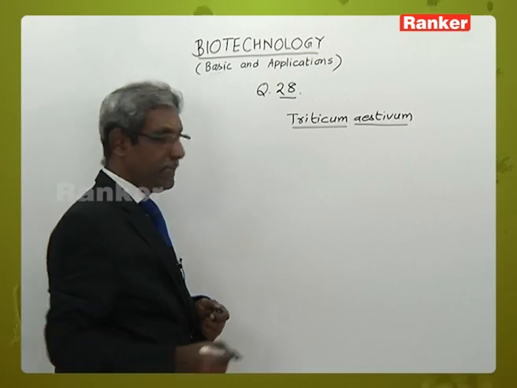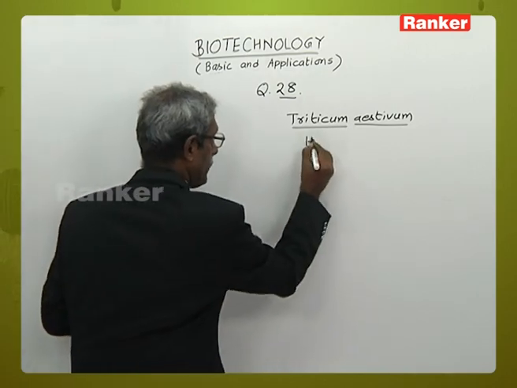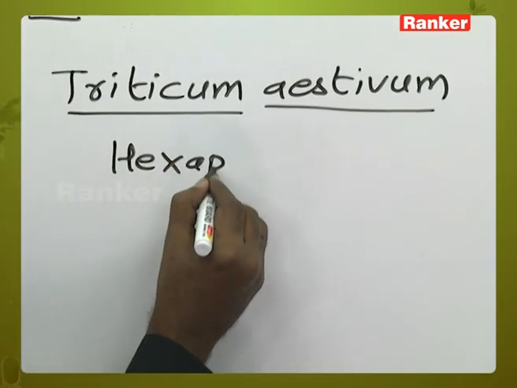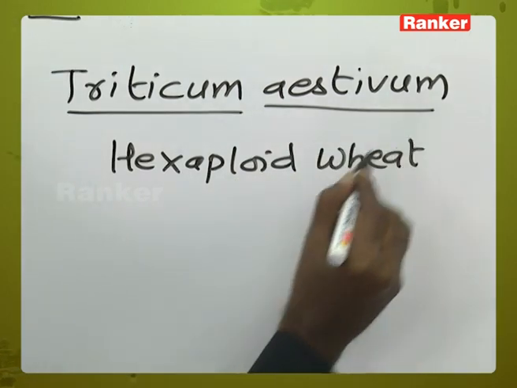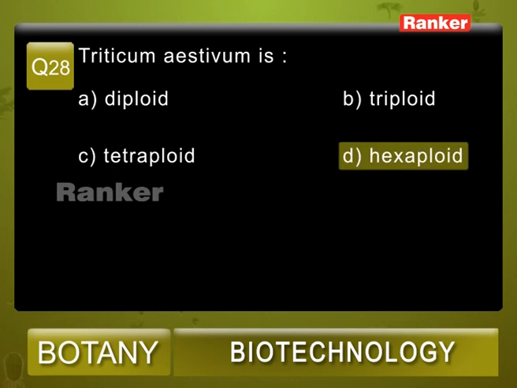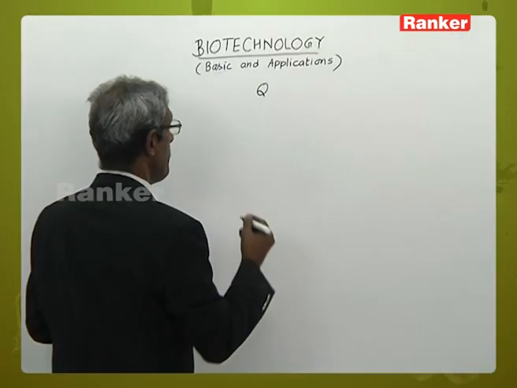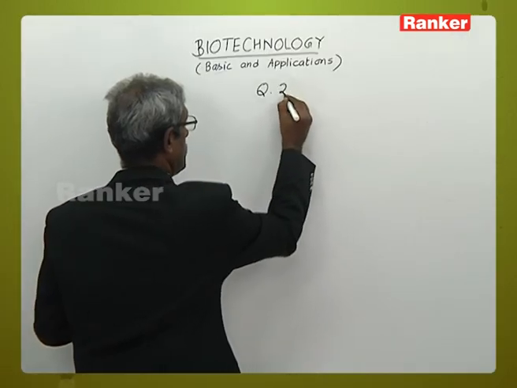Triticum aestivum is an example of hexaploid wheat. Hence, the answer is D. Answer is D. Next question is 29.